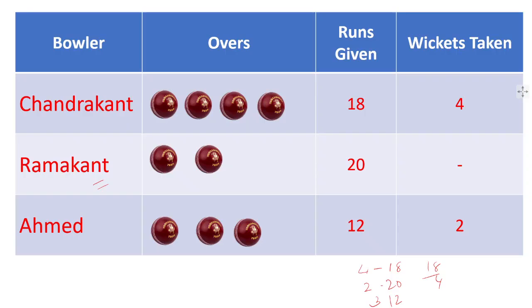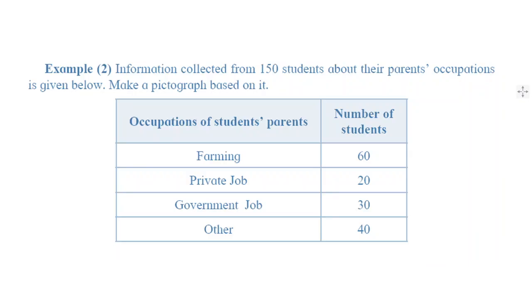Okay. Now, this way we can represent data with pictures, and there is no hard and fast rule that you should have a representation by pictures. That only is meant in this chapter and in the concept. There are some simple questions given in your textbook for solving. You will be drawing the pictures according to the question, somewhat closely related to it. Otherwise, any picture will do. Okay, here is another question for you. Information collected from 150 students about their parents' occupations is given below.